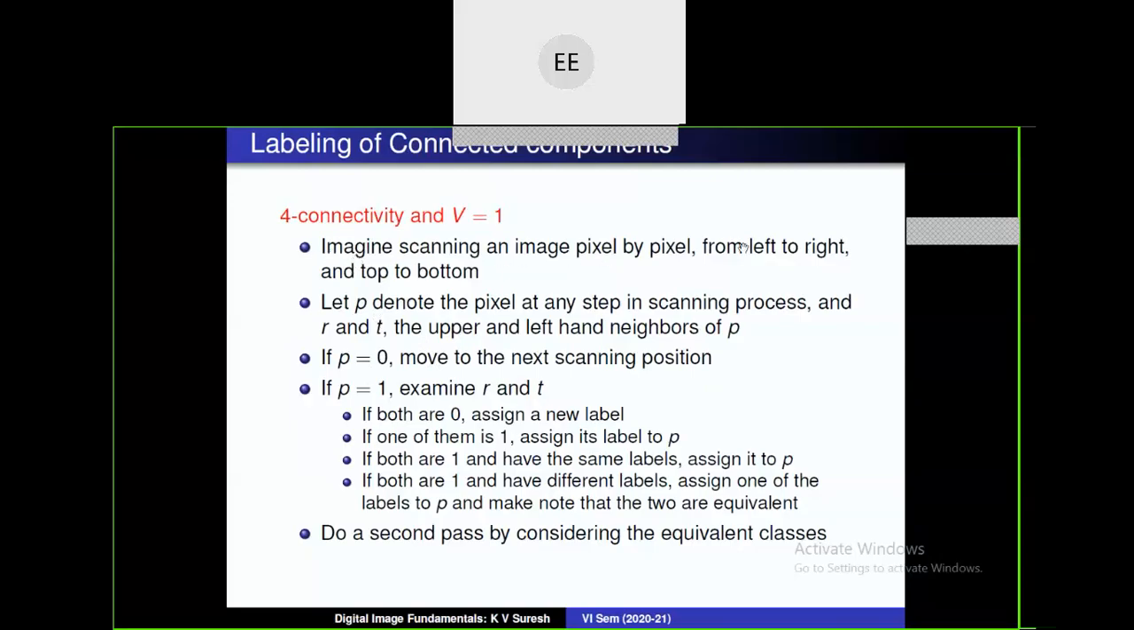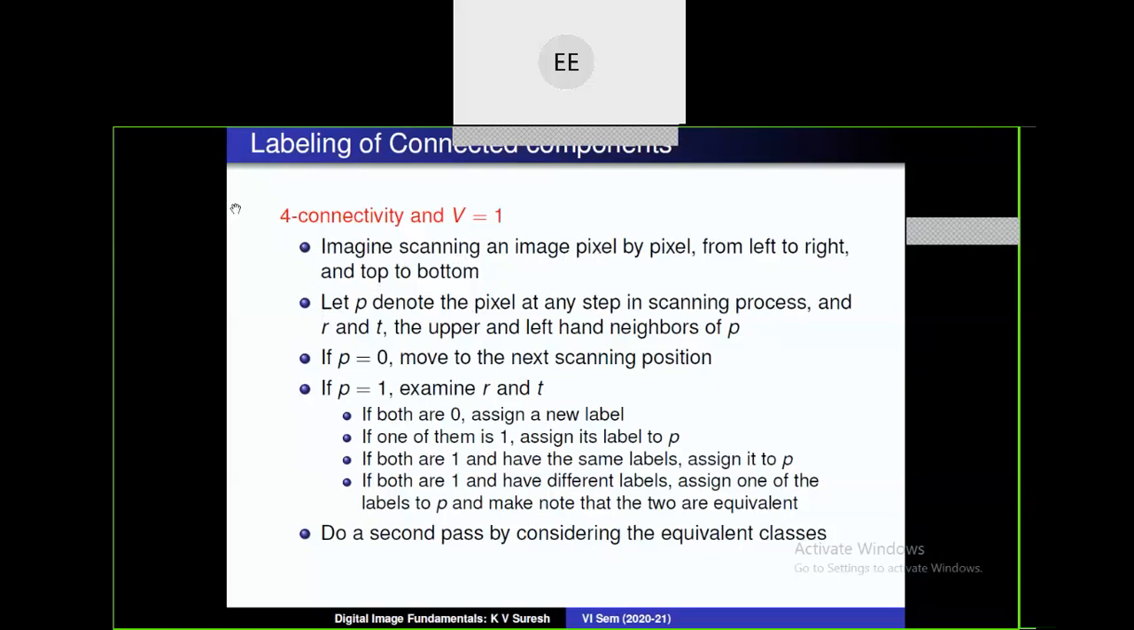Pixel by pixel from left to right. I'll start from one corner, go to the other corner, pixel by pixel. Once I complete the first row, I'll come down, take the second row and scan it till the end, and I complete the entire image like this. So first scan, second scan, first row, second row, etc. So this is what you have to do, go from left to right.